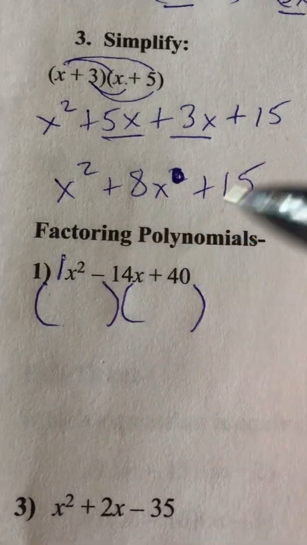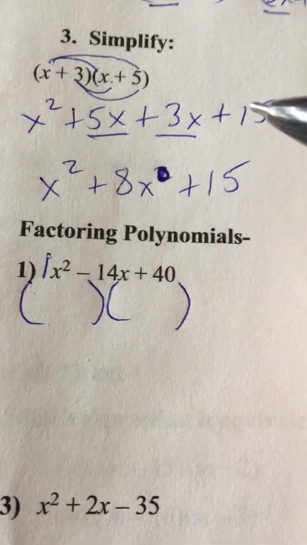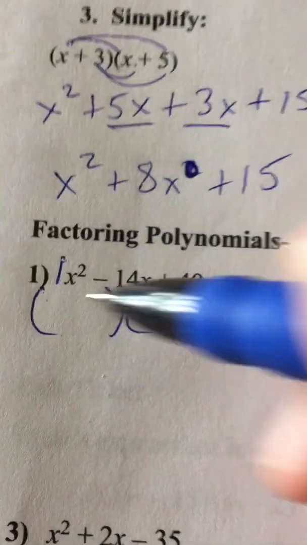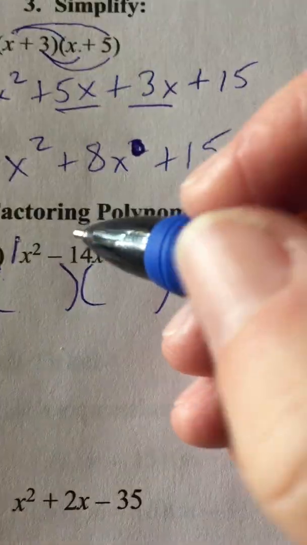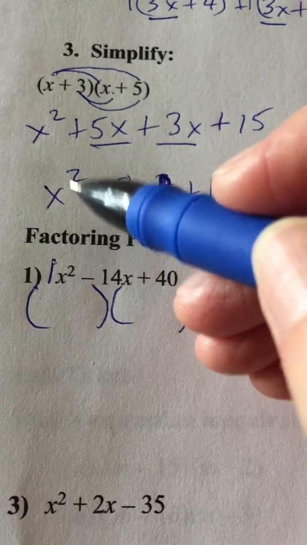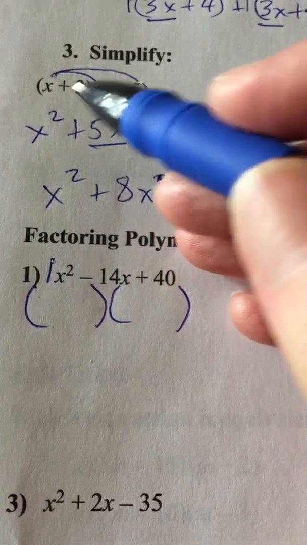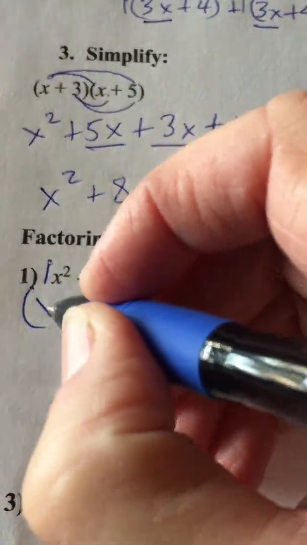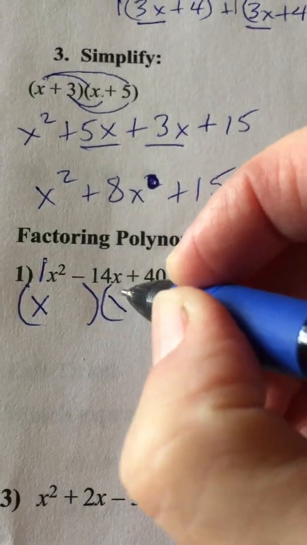Now, sometimes you'll get some that are not factorable, and we will get some of those this week. But for right now, today, I think they're all factorable. So something times something is going to give me x squared. Well, up here, to get x squared, what times what gave you x squared? It's x times x. So I should have an x at the beginning of that one and an x at the beginning of this one.